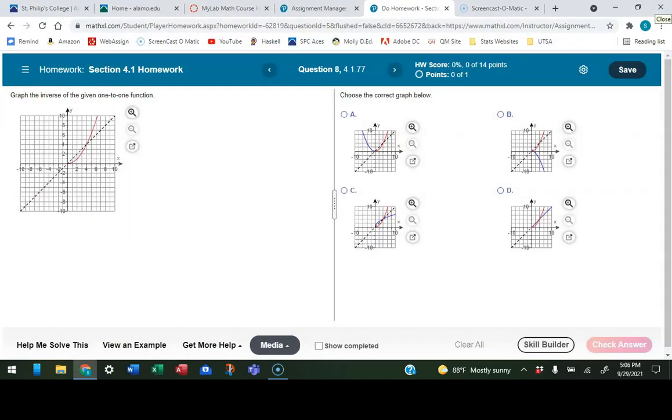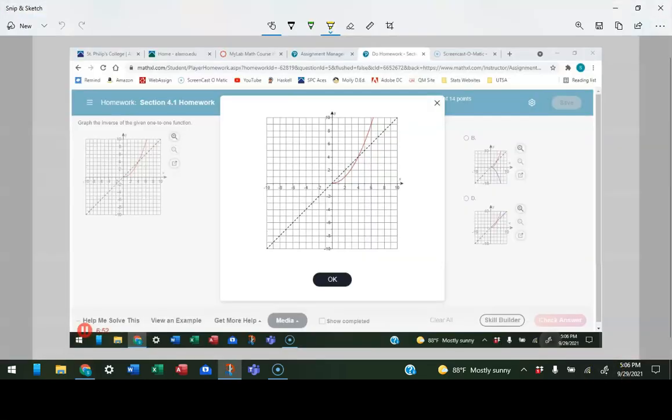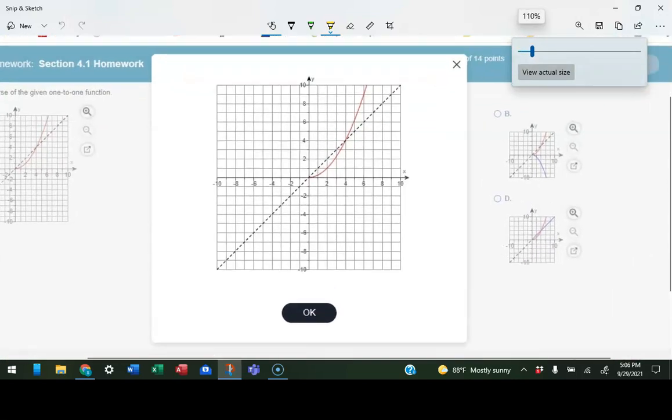And then we have, all right, graph the inverse of the given 1 to 1 function. So what I would like is for this thing to be reflected across the line y equals x. Sorry, lost control of my brain.